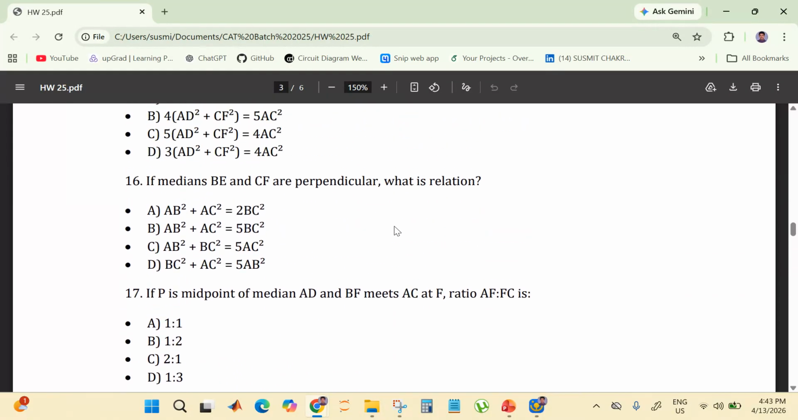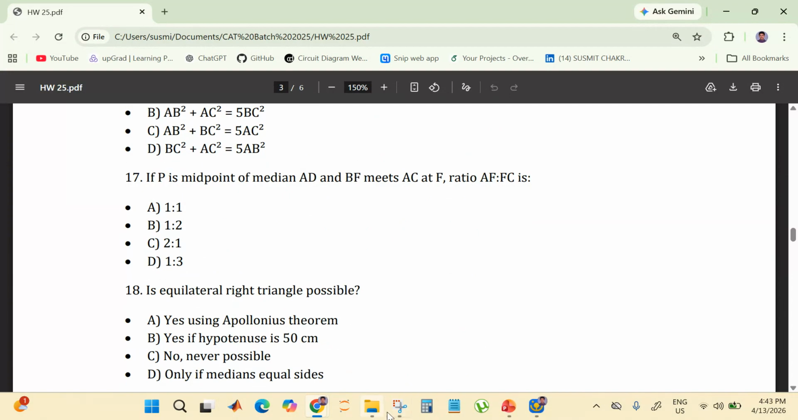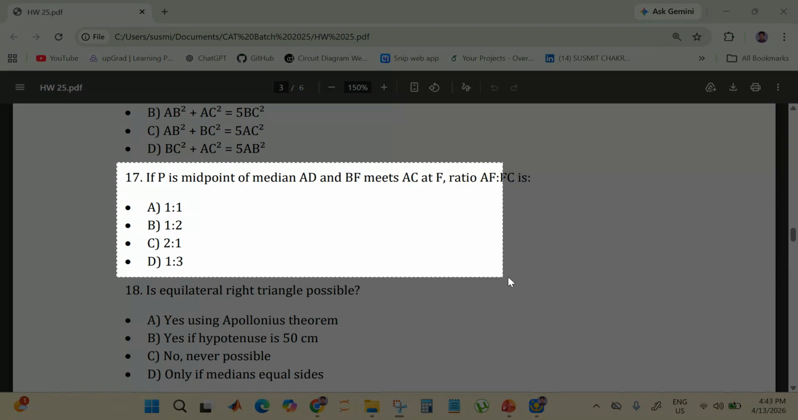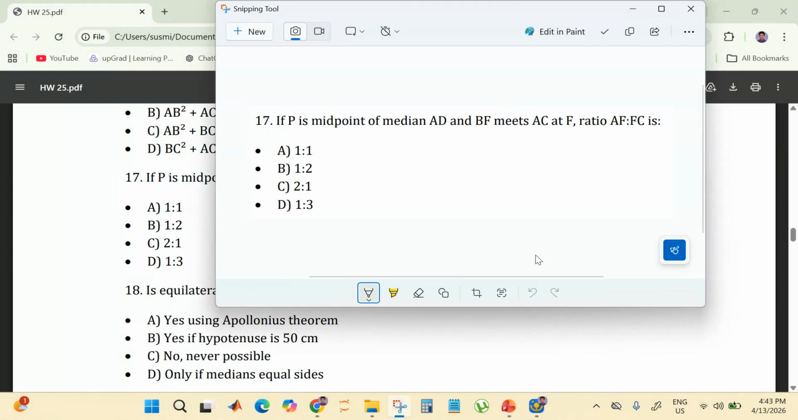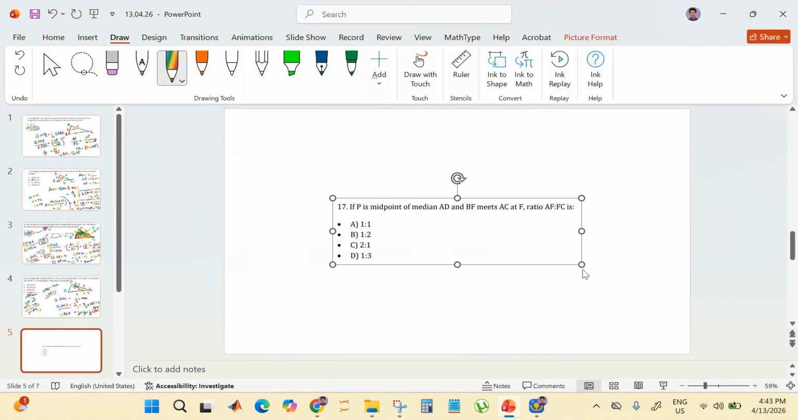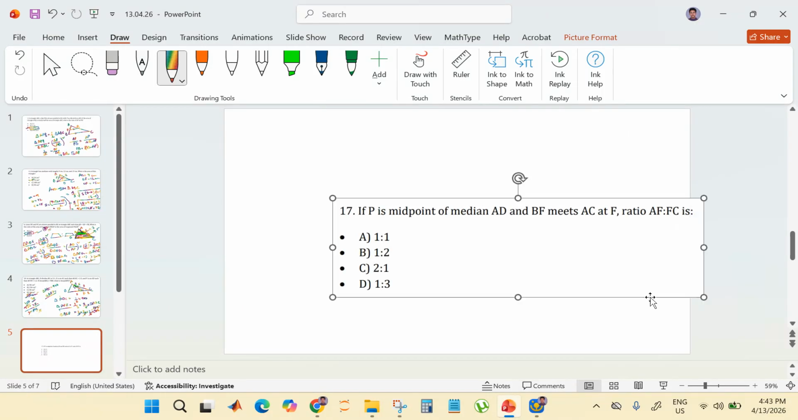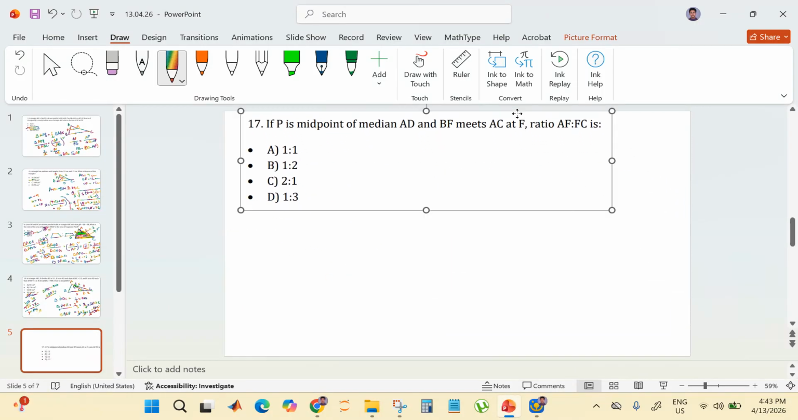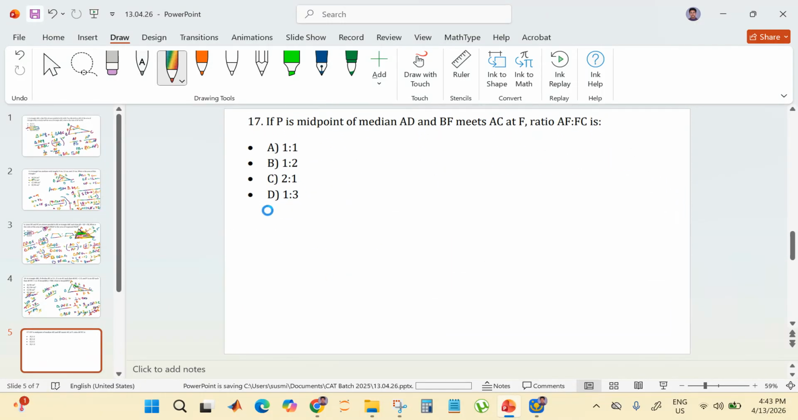It is 17. Yes. So I will start discussing here 17. After 10, I will take 17. Okay. So first write and check and find the answer. I will start discussing after 2 minutes.